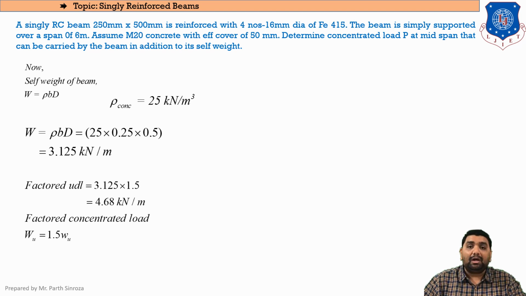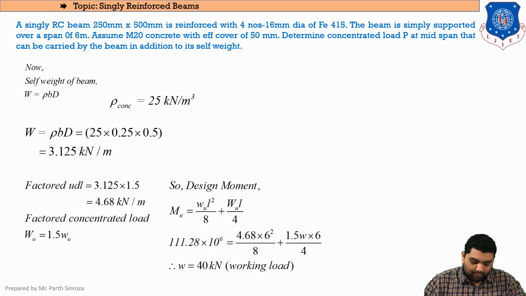Now we'll be moving forward to find the concentrated load. So here let us say capital WU is the factored load. 1.5 will be the factor of safety, and small w will be our load, that is the actual load, or you can say the working concentrated load. Clear? So now here we will be finding the value of our actual load.